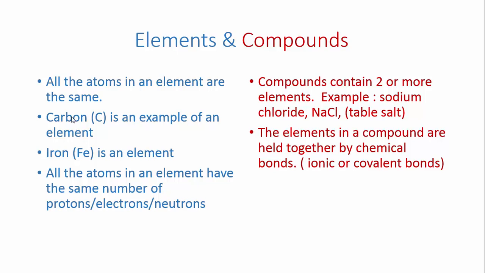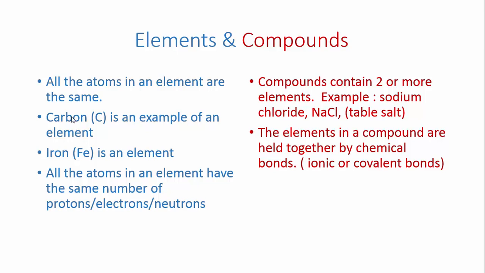Compounds, on the other hand, contain two or more elements. An example would be sodium chloride. Sodium is an element all by itself. Chlorine is an element all by itself. But when we combine them, we get sodium chloride, which is a compound. Its symbol is NaCl. It's also known as table salt.